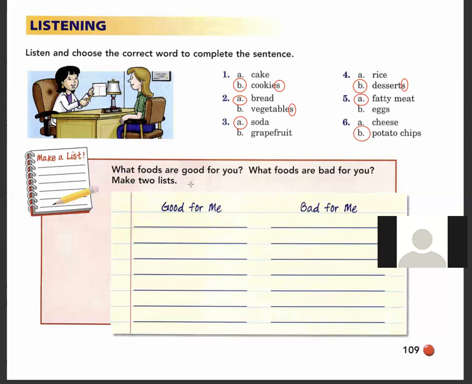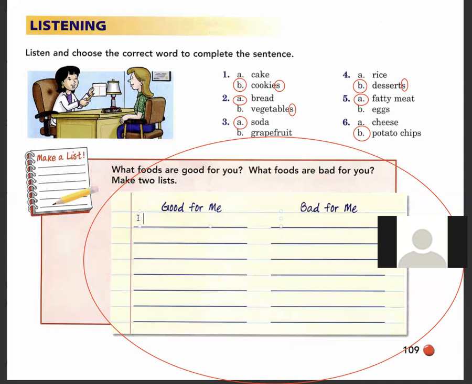All right. Here you have to do this in English, not in Spanish. You have to write a list here. Write a list of what foods are good for you and what foods are bad for you. You're going to make 2 lists. Good for me, bad for me. For example, let's write a few.